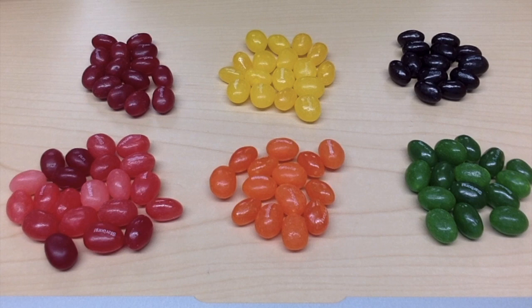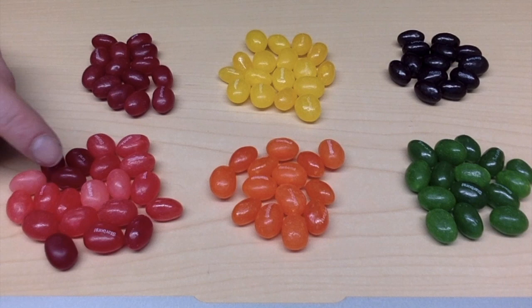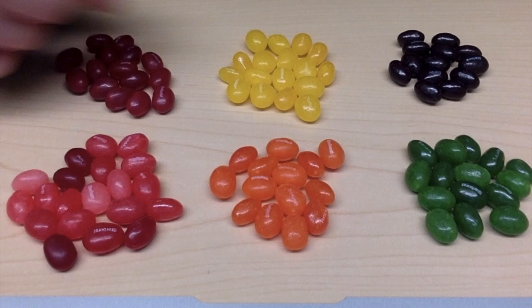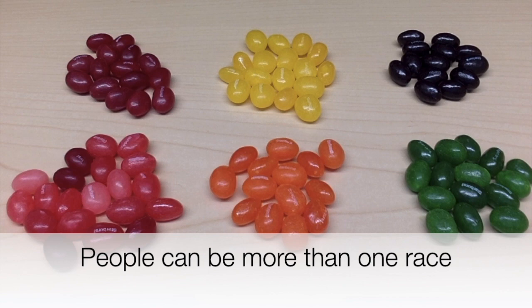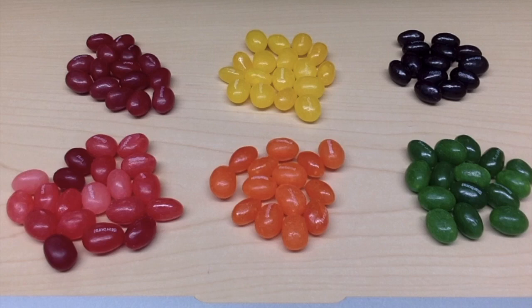For example, we have some jelly beans that are actually identifying in multiple racial groups, and human beings can do that too. So some people belong to two racial groups or identify with more than one racial group. For example, we have some jelly beans in this pink group that fit really well into this group as well. And so they identify with both, and people can do that too. If you have a white mom and a black dad, you might be mixed race and identify both as black and white, or identify as mixed.